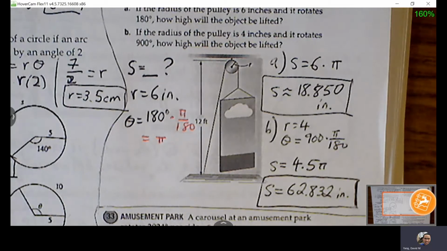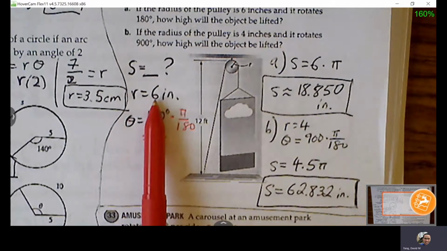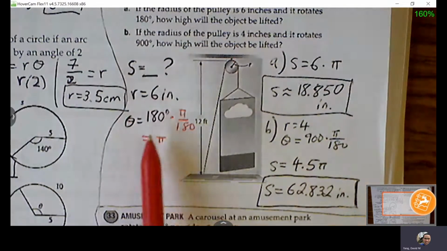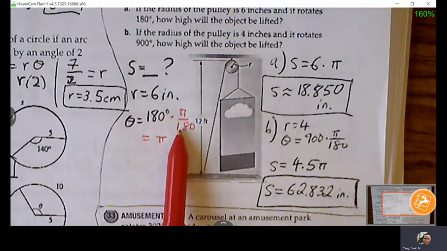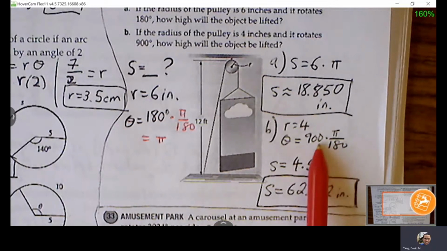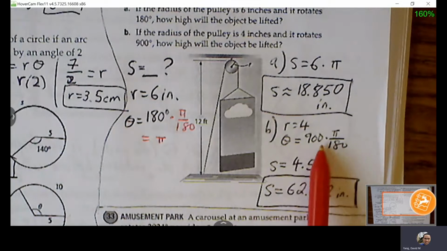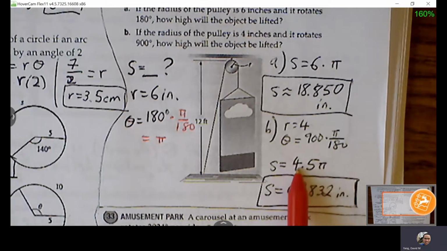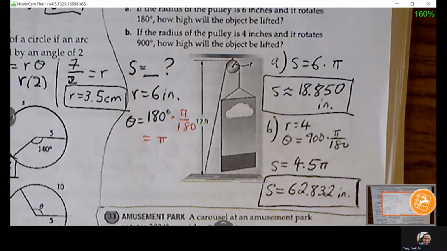Okay. Part B, very similar setup, but in this case, our radius is 4 inches, so we make that adjustment. It rotates 900 degrees, so instead of 180, we'll do 900 times pi over 180. I did not show the decimal value. Actually, sorry, this reduces to 5 pi, since 900 divided by 180 is just 5. So here's my radius, here's my theta in terms of radians, and then calculator to 3 decimal places.